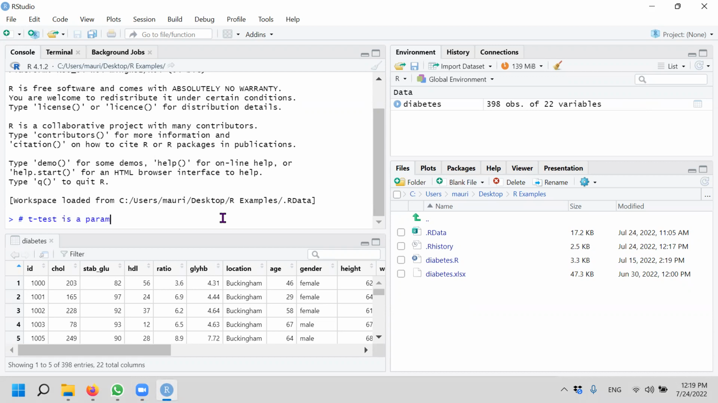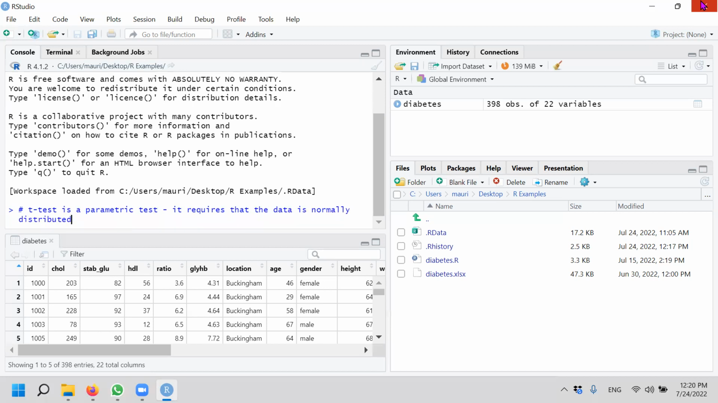is a parametric test, which means that there is a requirement or an assumption. It requires that the data is normally distributed.